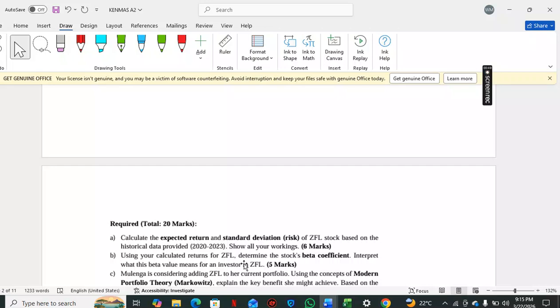Systematic risk for a share or a stock, and it measures that in relation to the stock market. The stock market has a beta of 1. This is the cutoff point. Anything above 1, more risk. Anything below 1, less risk. So we're going to interpret after we get this, all right?